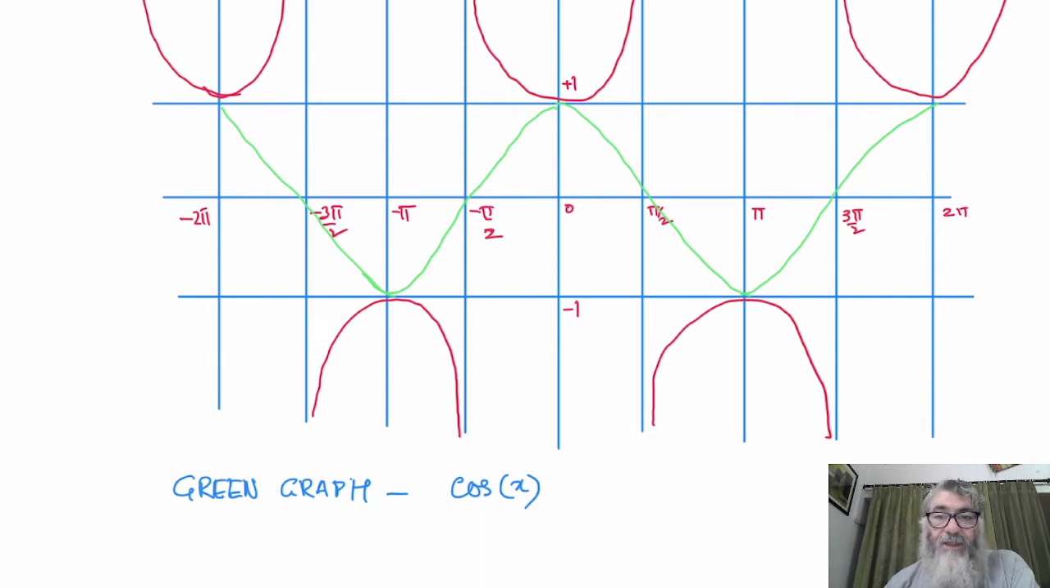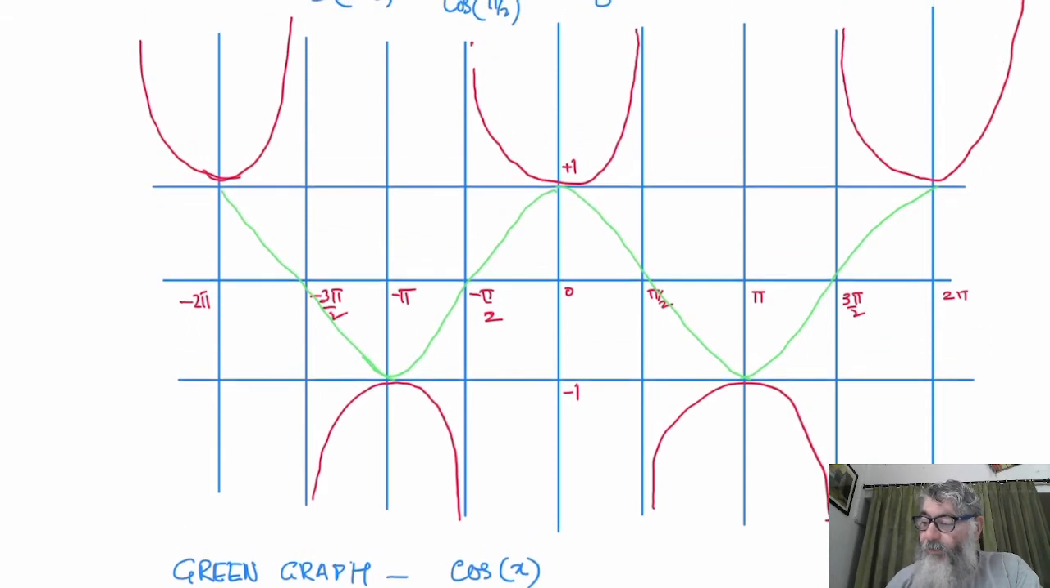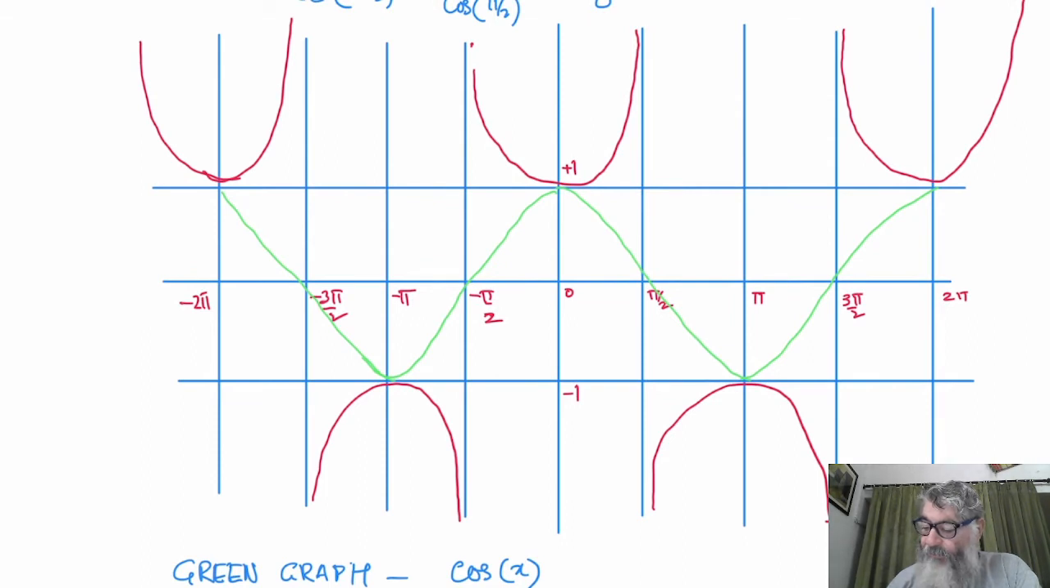Now this sec x will not be defined from minus 1 to plus 1. There will be no values sec x can take between minus 1 and plus 1. It will not be defined. It has to be beyond, like minus infinity to minus 1 if we are talking of the range, and 1 to infinity. And this red curve is of sec x.